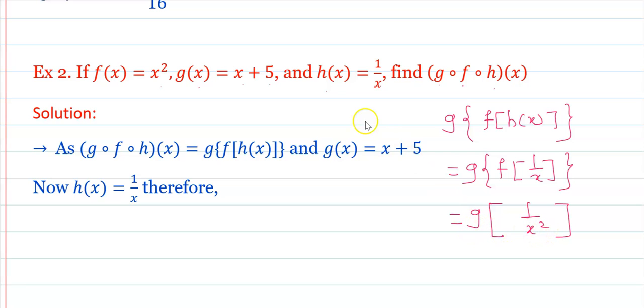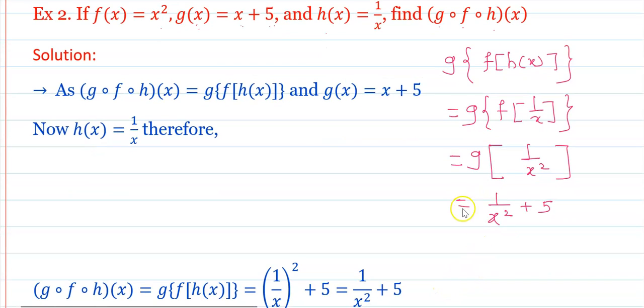Now, what is the g of x? g of x means what? That is x plus 5. Whatever is here, add plus 5 here. Similarly here, whatever is here, add plus 5 here. That is 1 upon x squared plus 5. Okay. And this is the value of g o f o h of x.